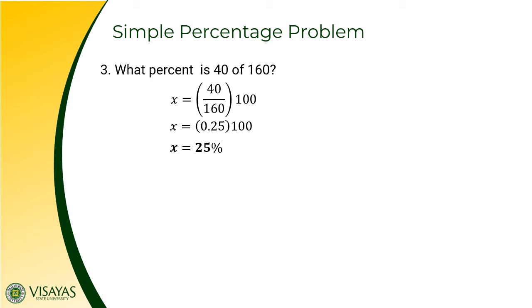which means that 40 is 25% of 160. You can check that again. Pwedeng i-check ninyo kung tama ba yung sagot natin. Kailangan yung 25% of 160 ay 40. So you can multiply 25 over 100 times 160 and that will equal 40. Okay? Maliwanag ba?